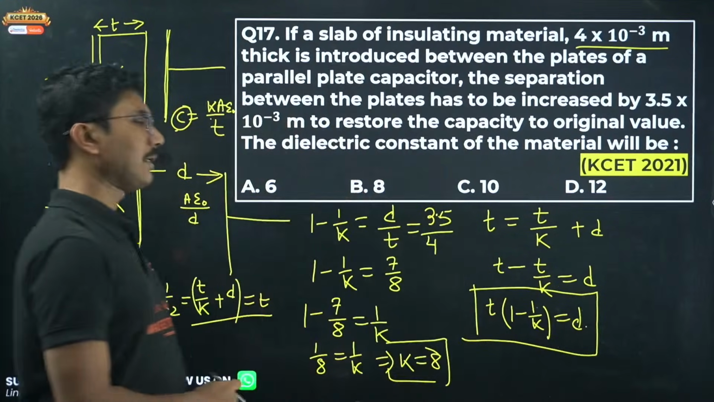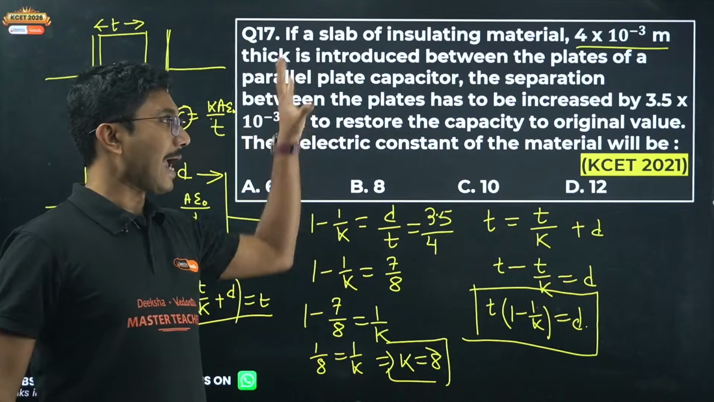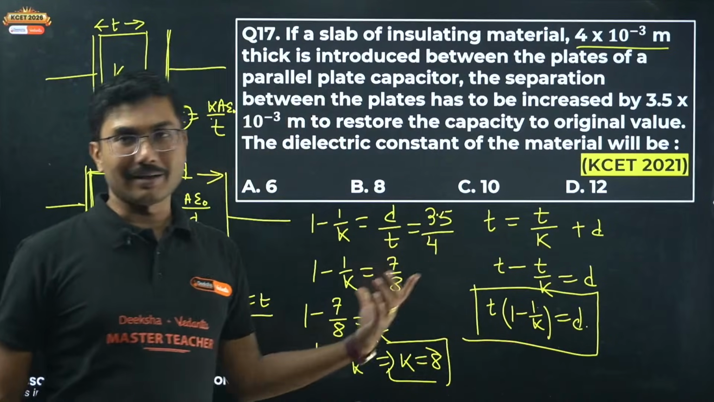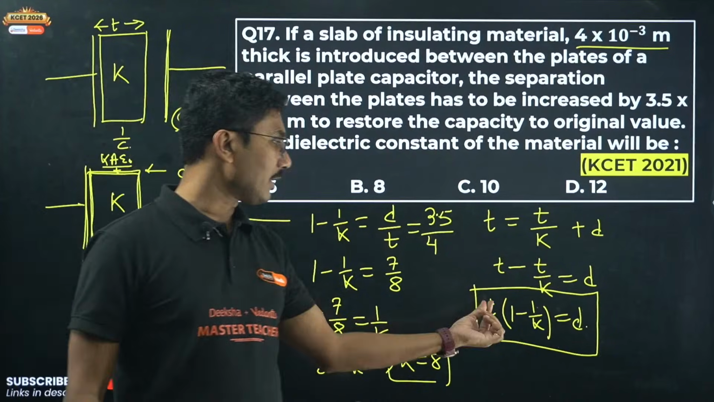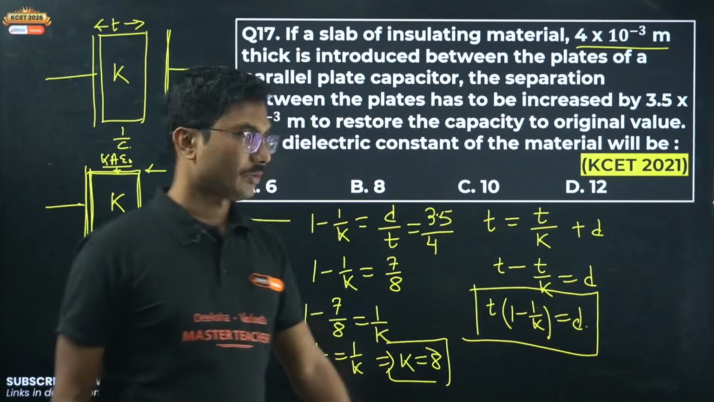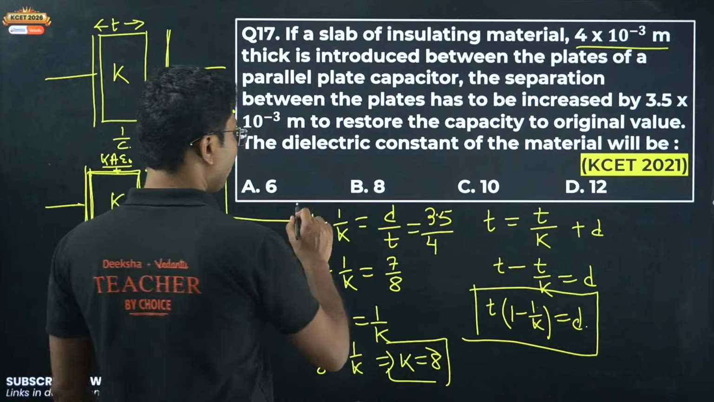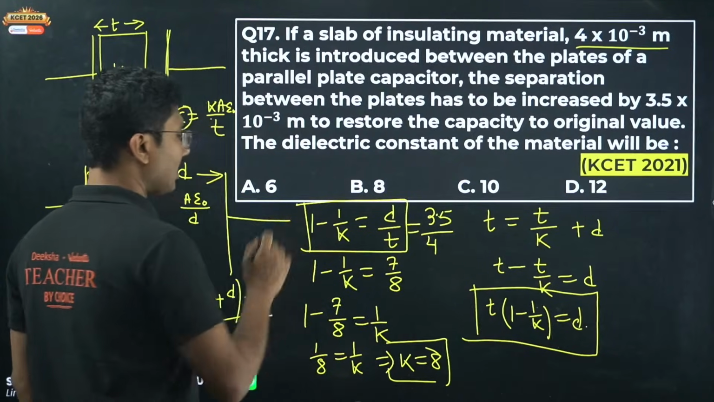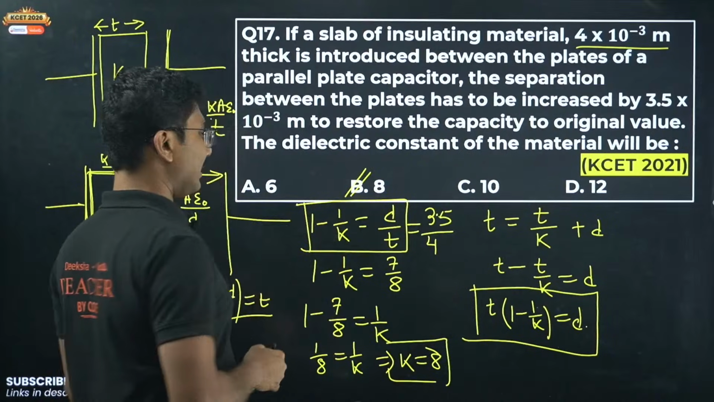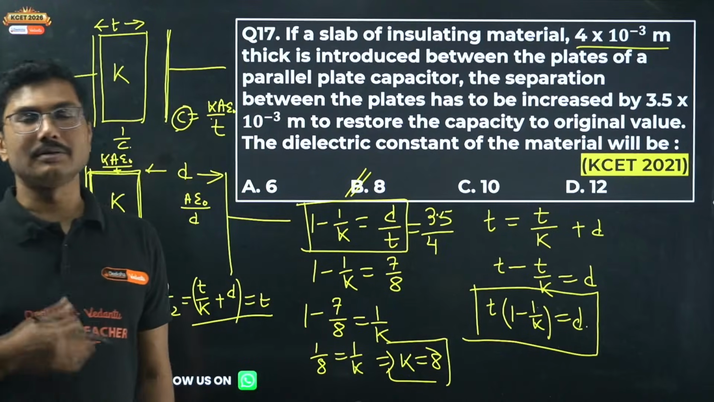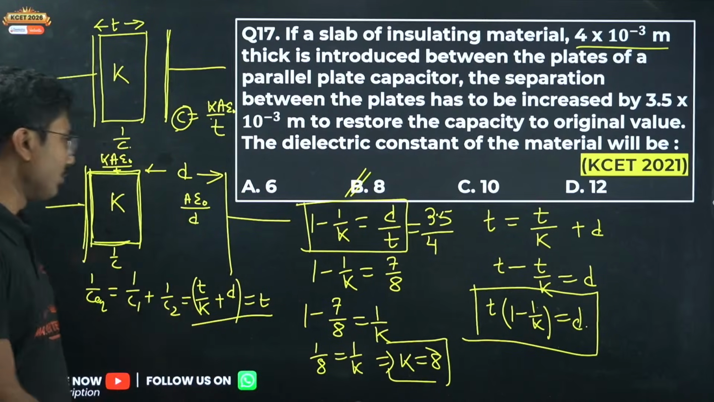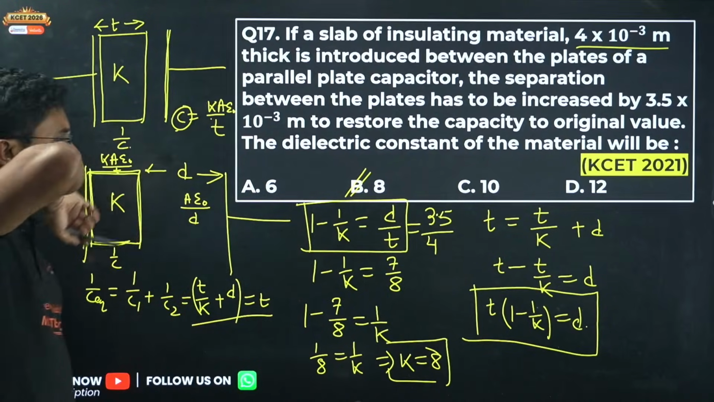For a dielectric medium, when you are adding a dielectric medium and some air, then to keep the capacitance constant, you have to find T into 1 minus 1 by K equals D. Or you can remember this formula as well, whatever you are comfortable with. So here the dielectric constant is 8. Now this formula is something that we have learned, it is not there in your NCERT. So if you are studying from only NCERT, you have to use this long method, and this can be tricky.